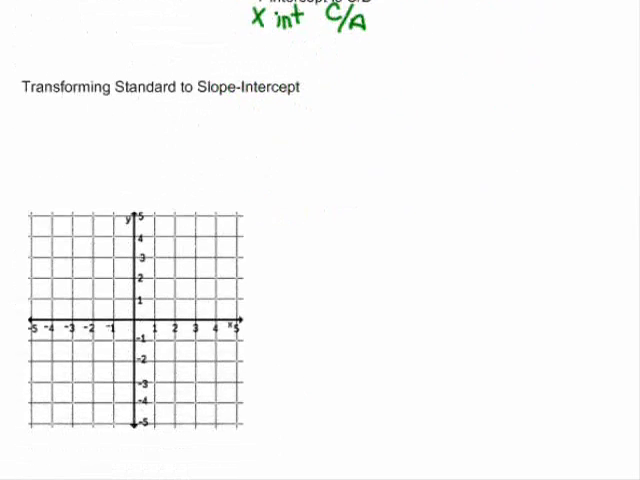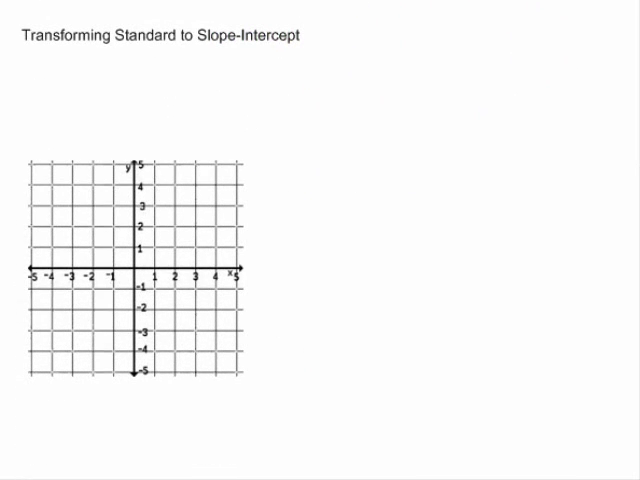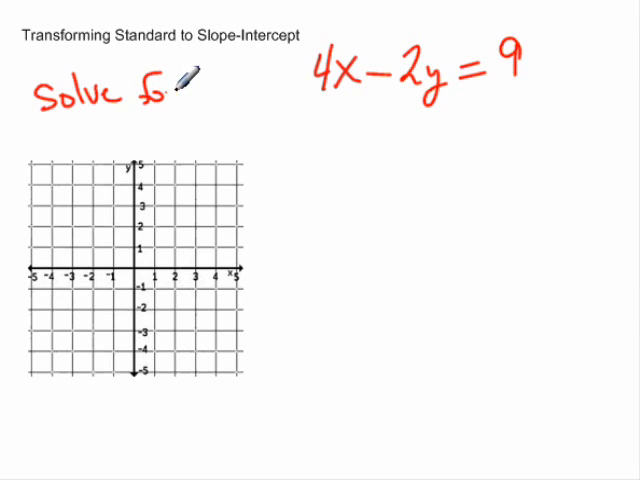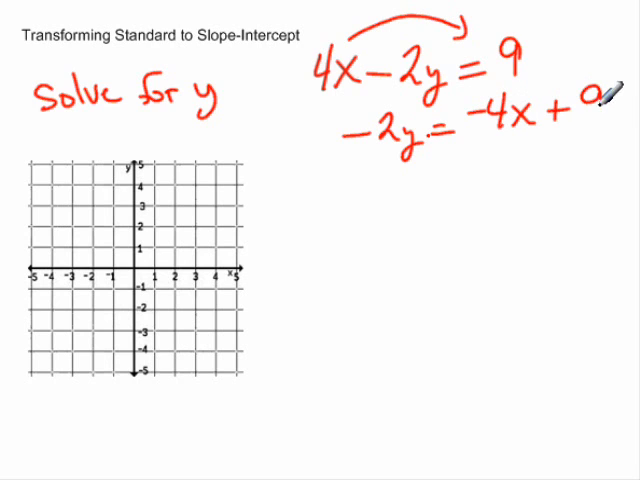What if we need to transform a standard equation into slope-intercept? So let's take the following equation. We have 4x minus 2y equals 9. In order to get to slope-intercept form, we're going to solve for y. So solve the equation for y. We're going to move it across. We have negative 2y equals negative 4x plus 9.